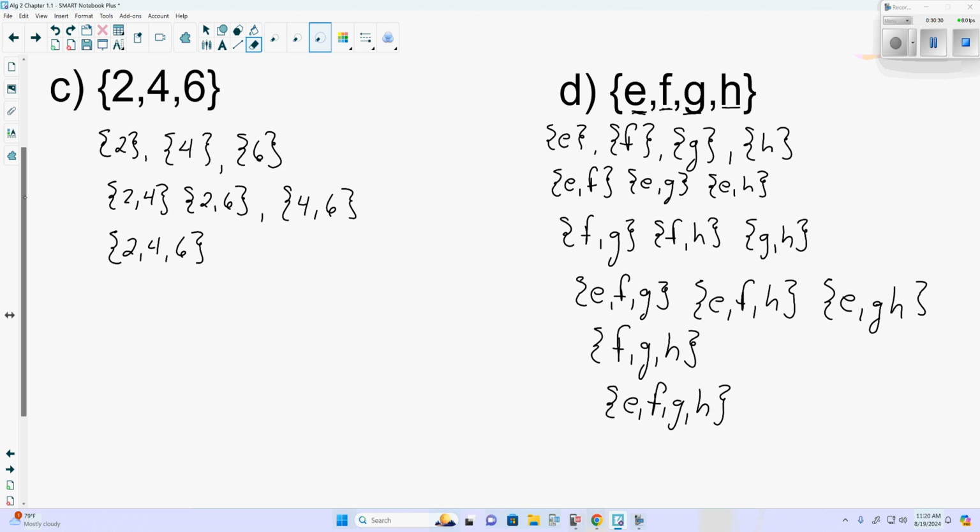The fact that going from 3 elements to 4 changed it from 7 to 15. Imagine if we added a 5th. It's just going to keep getting bigger and bigger. Yes? Questions on these subsets?